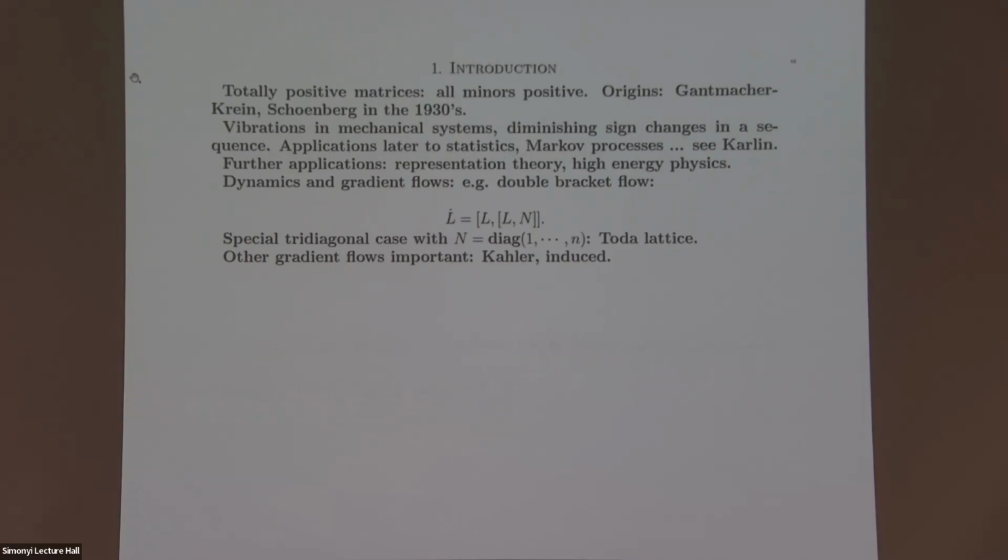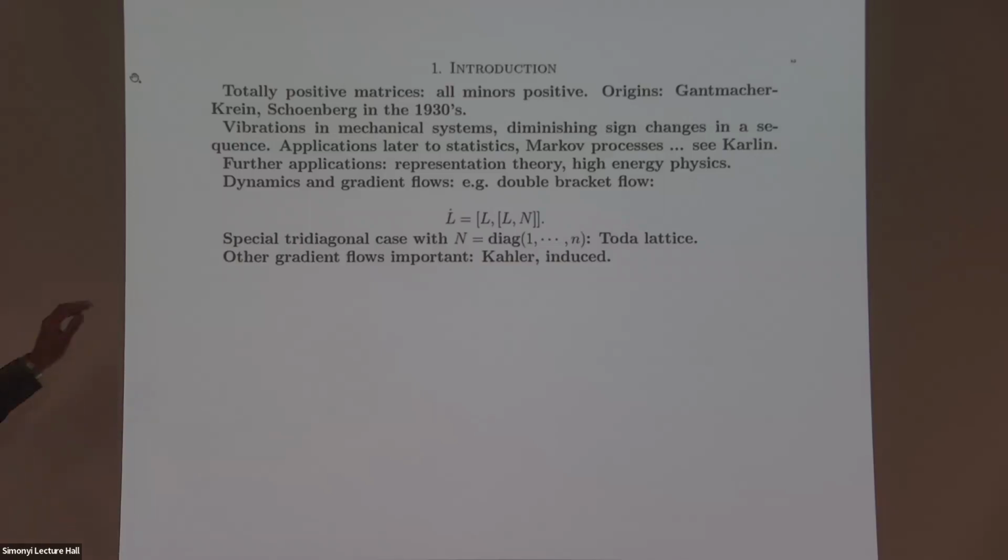Here I'll say a few words about totally positive matrices at the beginning and some other things. And I know Stephen will say some more tomorrow. As I said, a totally positive matrix is a matrix all of whose minors are positive. Its origins, as far as I know, or maybe it goes back even earlier, are to Gantmacher, Krein, and Schoenberg in the 1930s. One of the original motivations was actually vibrations in mechanical systems. I'll just say a word about that, but it's applied to all sorts of other things.